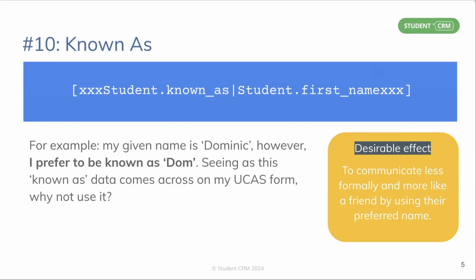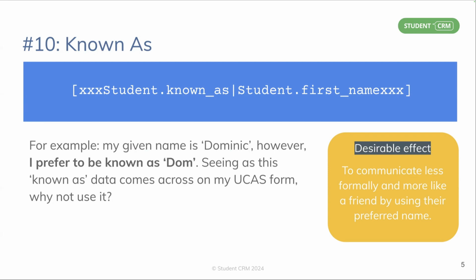So the reason we would use the known as is in place of student first name, we'd put "hi known as". Now this falls back to the student first name if the known as is empty. So it's quite a smart merge tag, this one. And again, the desirable effect with number 10, using known as, is to communicate less formally, more like a friend, by using their preferred name. So it's a very simple one to get us started with.